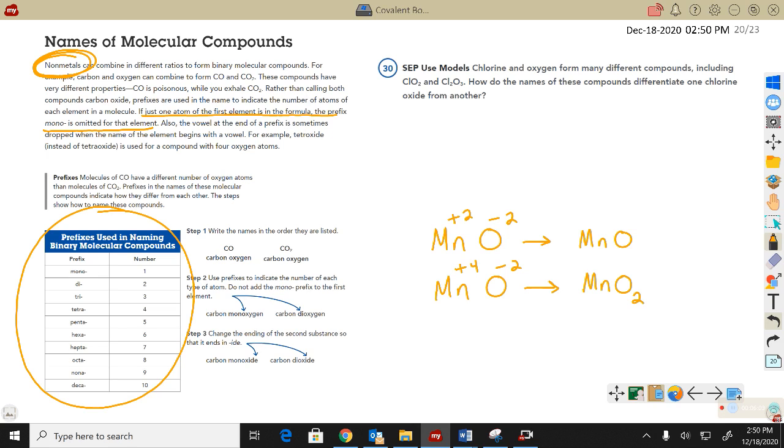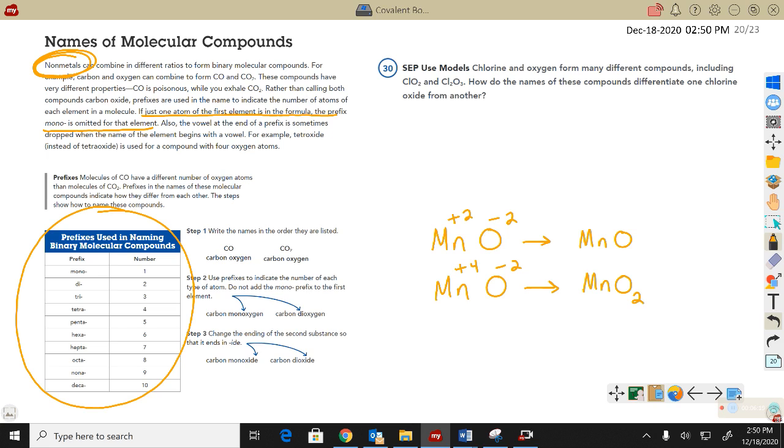Mono is 1, di 2, tri 3, tetra is 4, penta is 5, hexa for 6, hepta 7, octa is 8, nona is 9, and deca for 10.